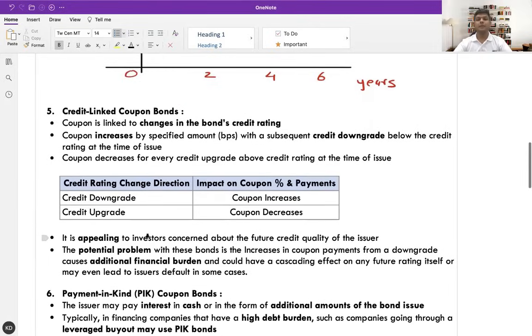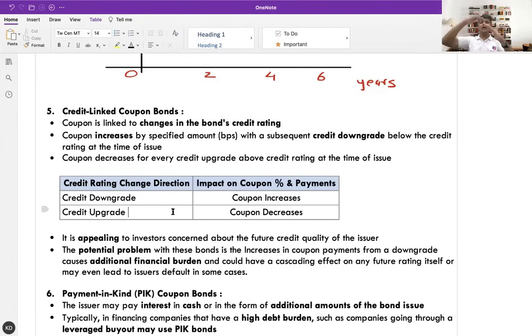Okay. Credit linked coupon bonds. They are linked to your credit rating. So tell me one thing. When do you need more protection? When there is a credit downgrade or when there is a credit upgrade? Downgrade, right? So whenever there is a credit downgrade, you will get more protection in the terms that you will get more coupon. Your coupon will increase.